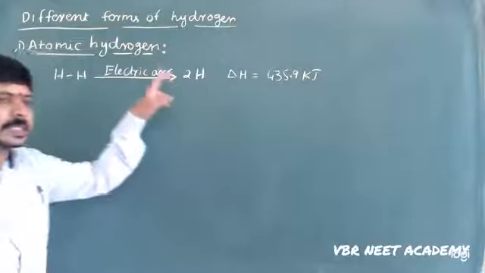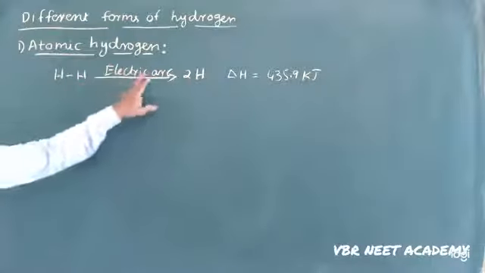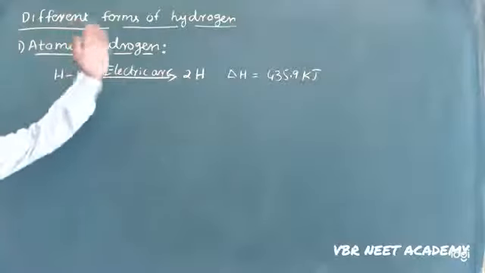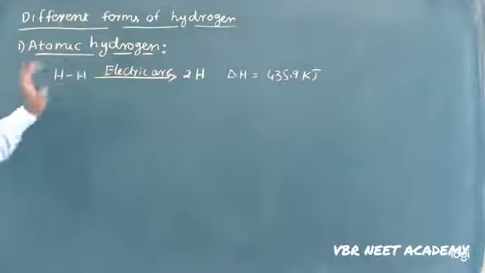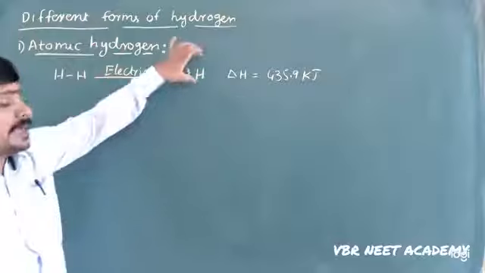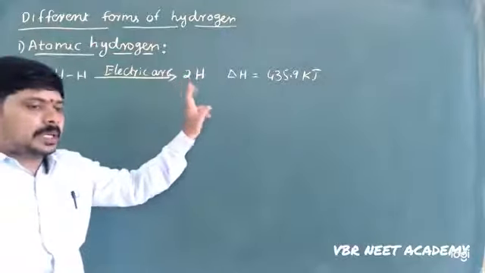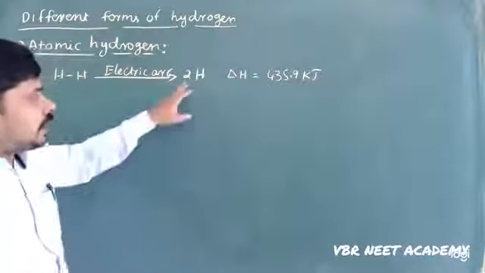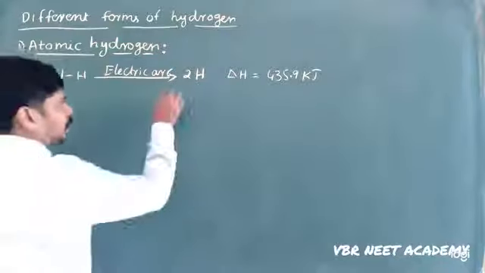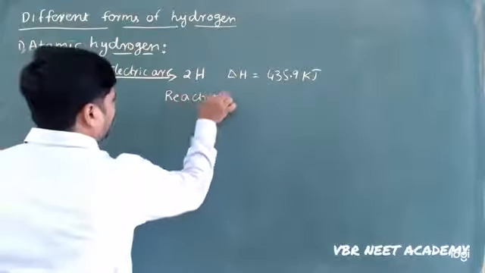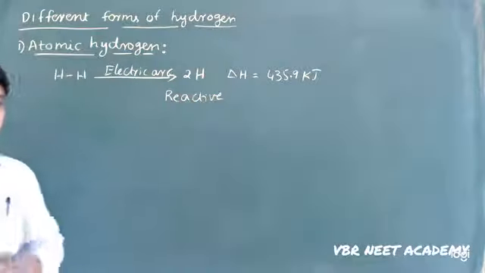That is going to be supplied by an electric arc. We supply this much energy by making an electric arc. These two hydrogens get separated into atomic hydrogen. So this is called atomic hydrogen. This atomic hydrogen is going to be highly reactive.